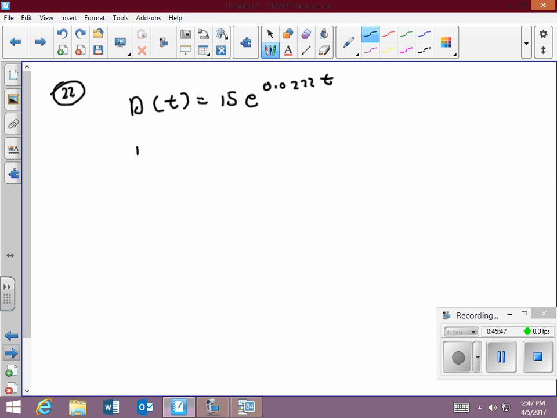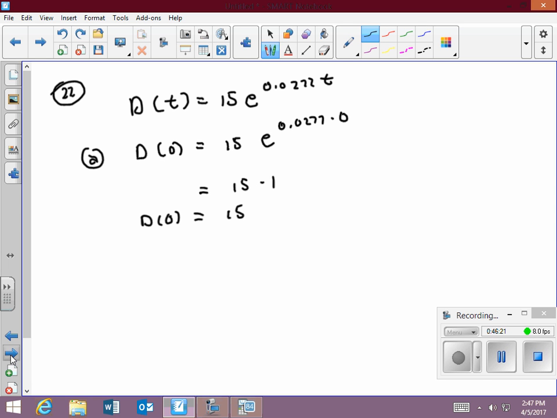Well, originally detected is at time 0, right? So that's 15 e to the 0, and e to the 0 is what? 1. So the diameter at time 0 was 15. So this particular tumor is that size.